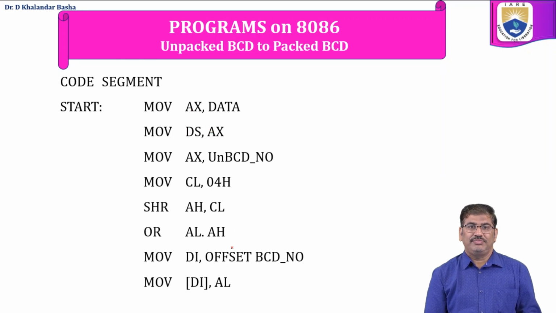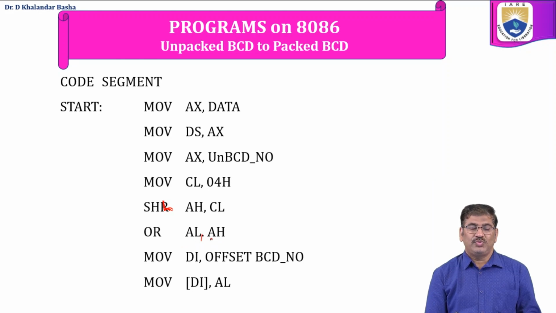Then fetch the unpacked BCD number into AX by using the instruction MOV AX, unpacked BCD number. Now we want to shift the upper 4 bits towards the left by 4 bits. For that we place MOV CL, 04H. Now these AH contents we shift towards the left by using the instruction SHL AH, CL. This instruction will shift the contents towards the left by 4 bits. Then we OR the AL register contents with the AH register contents.